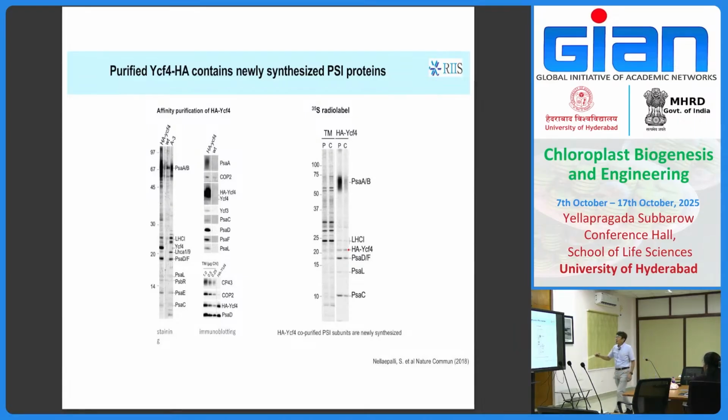Why does YCF4 associate with more PS1 protein, even the LHC1, compared with the purified YCF3 preparation? What does this mean? What can you extract, conclude from this data, or from the comparison between the data for YCF4 and YCF3? What can you speculate?